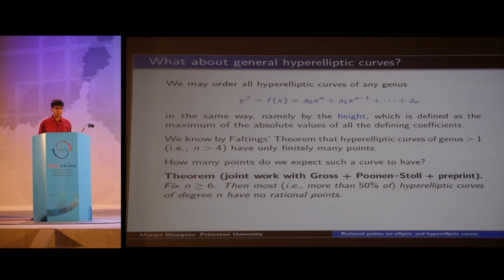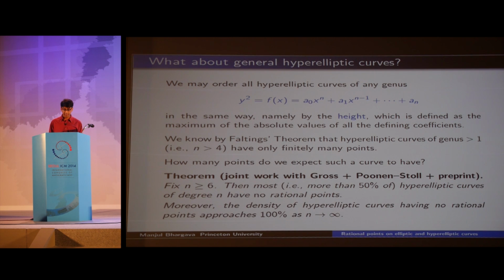the theorem is that suppose you fix the degree, any degree, at least 6, then most, in other words more than 50%, of hyperelliptic curves of degree n have no rational points. And moreover, the density of hyperelliptic curves having no rational points approaches 100% as n goes to infinity. So what this is saying is that if you pick a random polynomial over the integers, the chance that it takes a square value is essentially 0 once the degree is large enough.